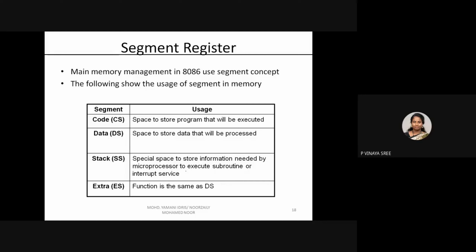Inside the stack segment, I have given a complete explanation about where we use a stack. It is a special space to store information needed by a microprocessor to execute a subroutine or interrupt service. So whenever there is a subroutine call, it has to stop its main program execution and jump to that particular subroutine call. Whenever it is going to that subroutine call, what does it have to do?